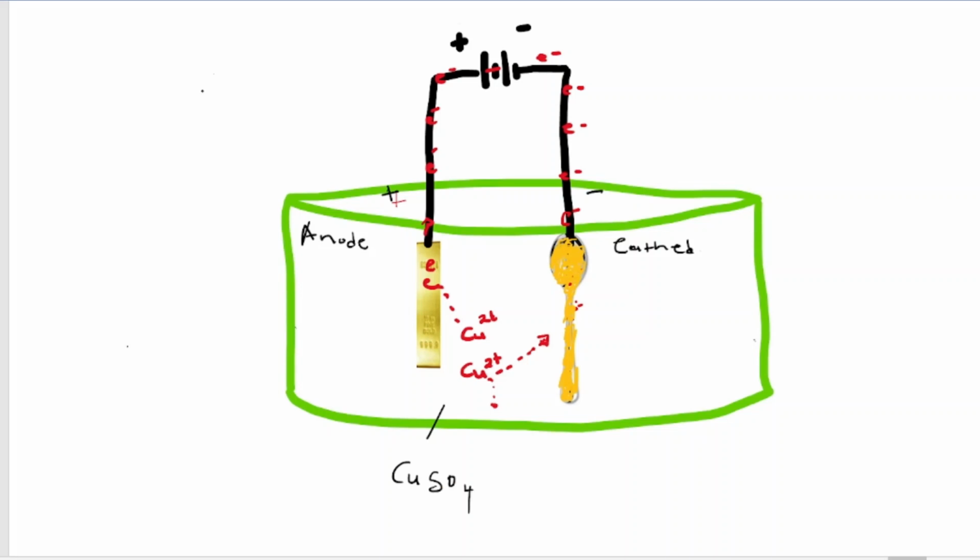CuSO4. So meaning that inside the container, you are going to have a lot of Cu2+ and SO4 2-. Cu2+ and SO4 2-. So it is this Cu2+ that is going to receive those electrons that are coming from the side of the battery. And then from there they plate themselves on top of the surface of what? Of a spoon.